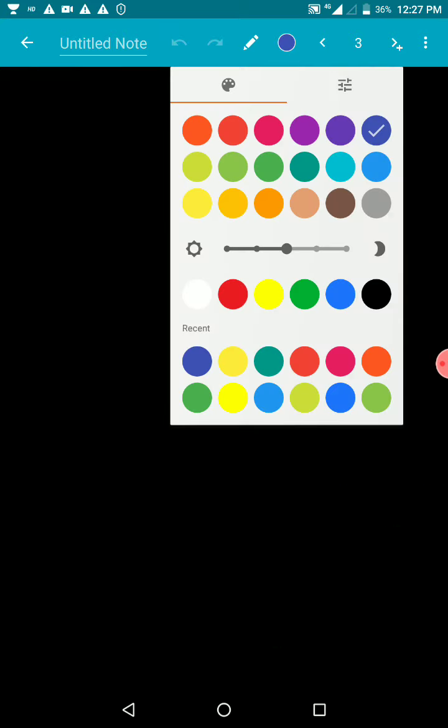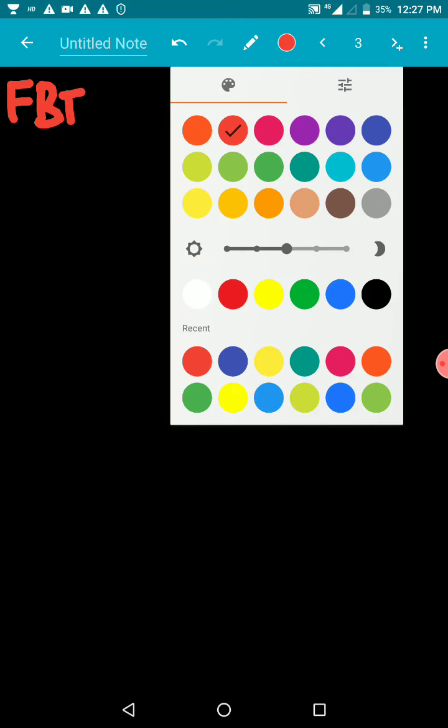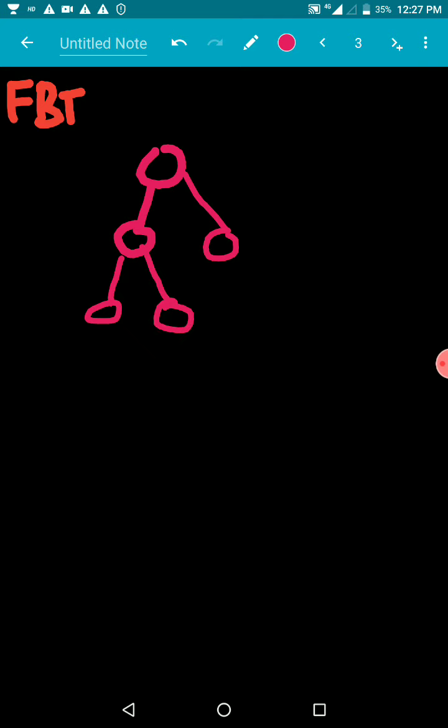Now we want to find the height of the full binary tree in the worst case. The full binary tree looks like this, and this, and this. This is also a full binary tree because each node has exactly 2 children. How to find the height of the tree?